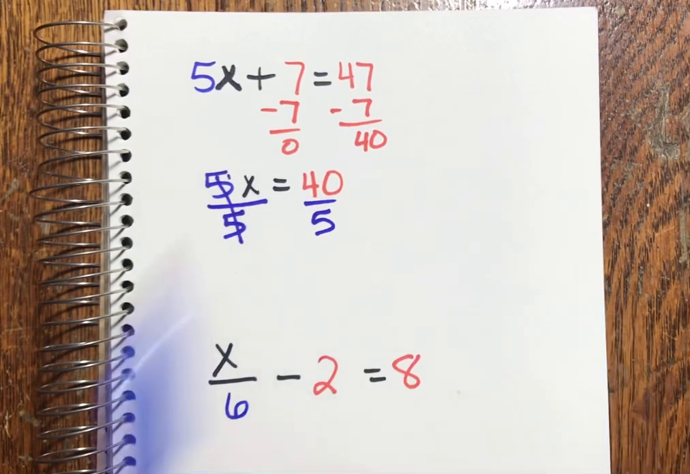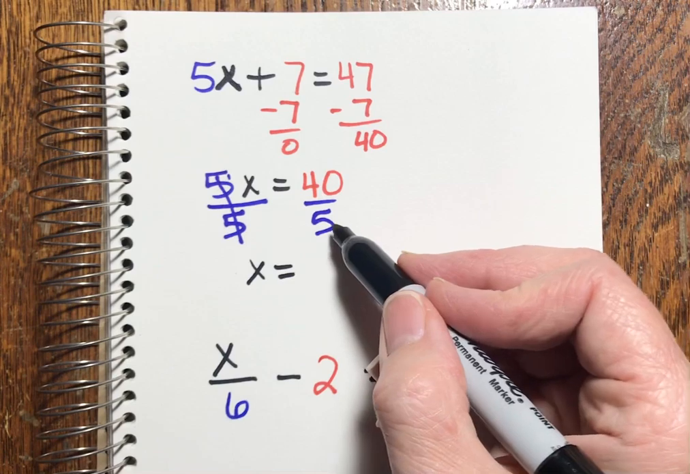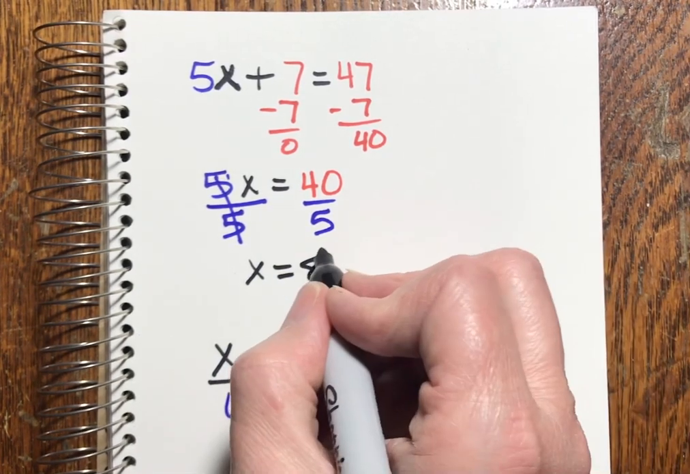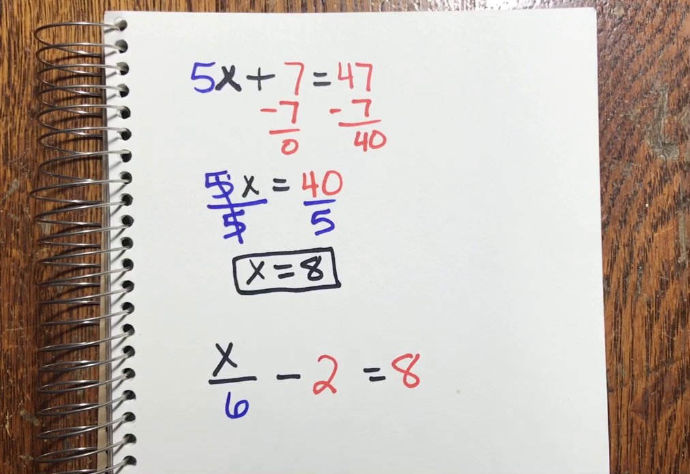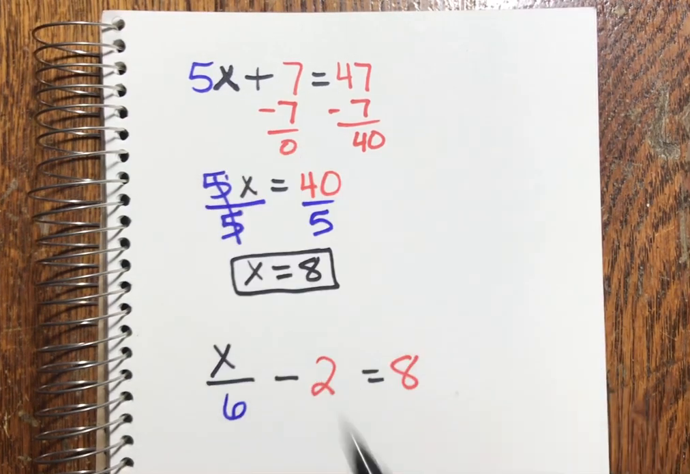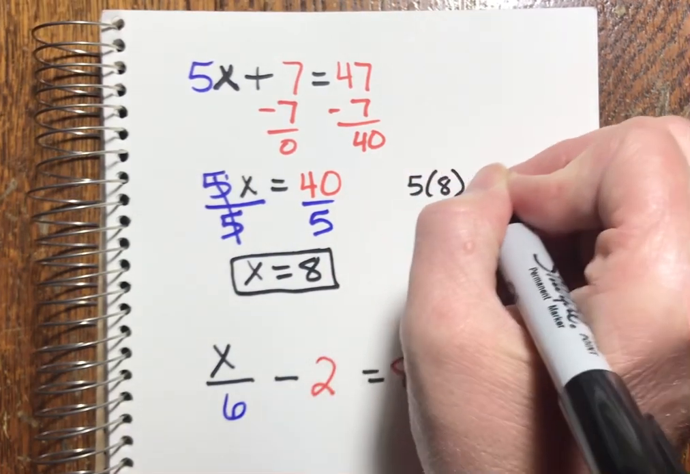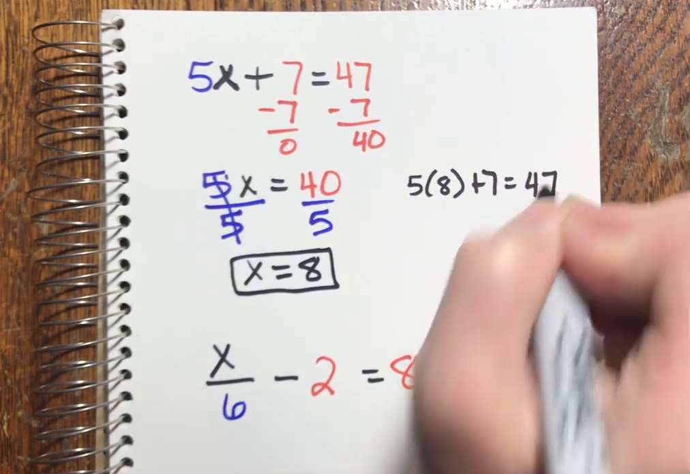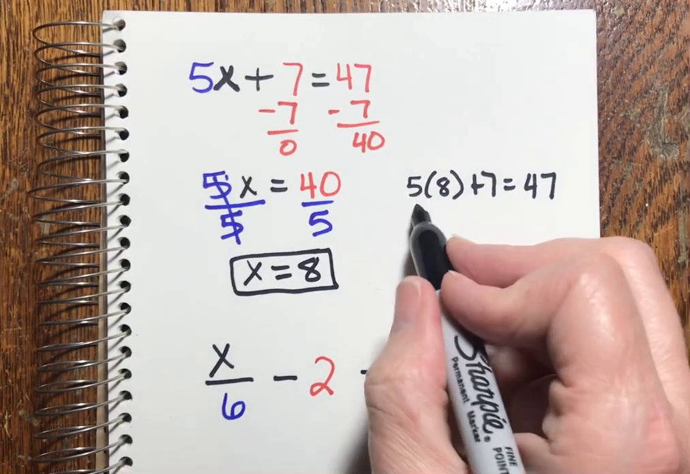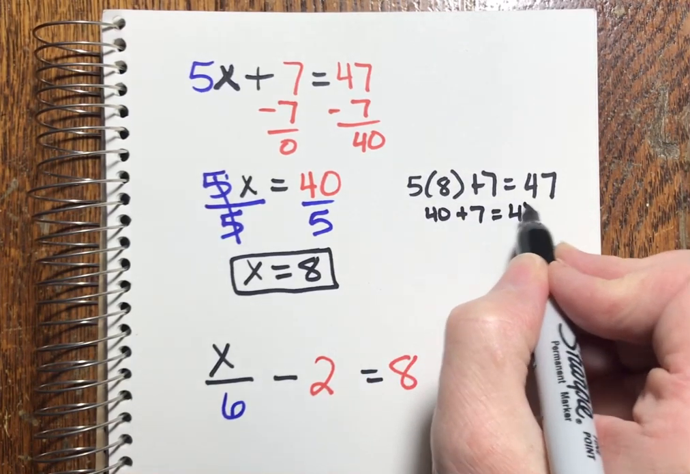So 5 divided by 5 leaves me with just an x. 40 divided by 5 is 8. So the solution to my equation is x equals 8. I can check this answer by putting the 8 back into the regular equation. 5 times 8 plus 7 should equal 47 if I've done the work correctly. 5 times 8 is 40. 40 plus 7 equals 47.